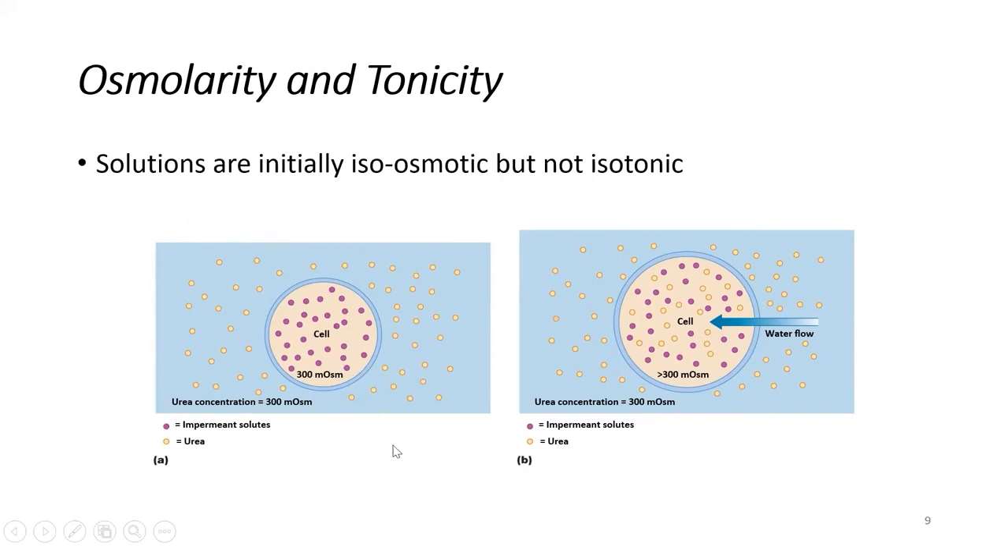But if we look a little bit closer at the actual solutes, the outside compartment has urea. The inside compartment has a solute that cannot cross this membrane. Urea can cross the membrane. The solute in purple, we're calling it an impermeant solute, meaning that it cannot go across the membrane, or that the membrane is impermeable to that solute in purple.